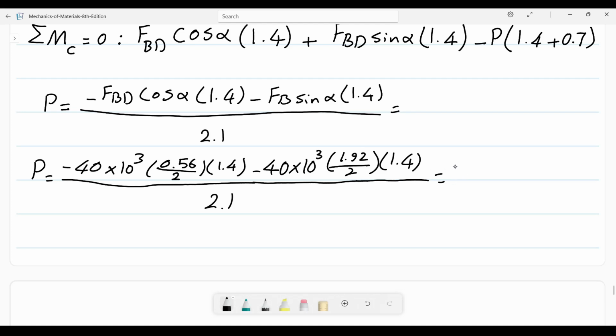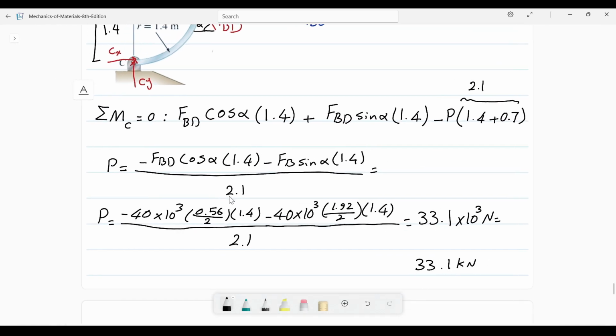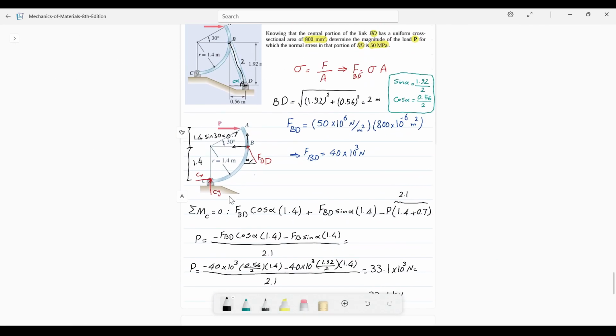That's approximately equal to 33.1 kilonewtons. 33.1 kilonewtons. That's it. It's an easy problem. I hope you find it useful.